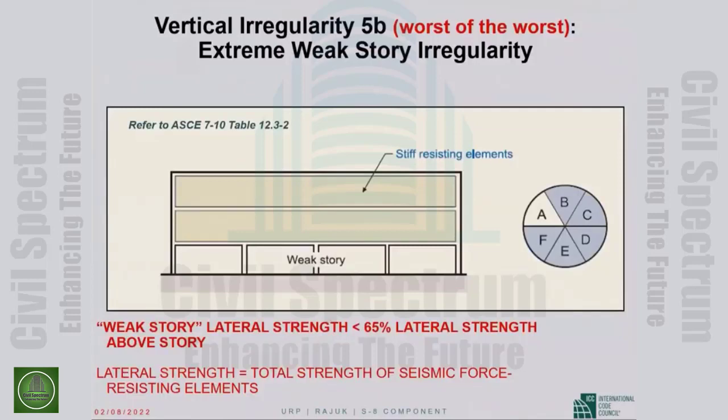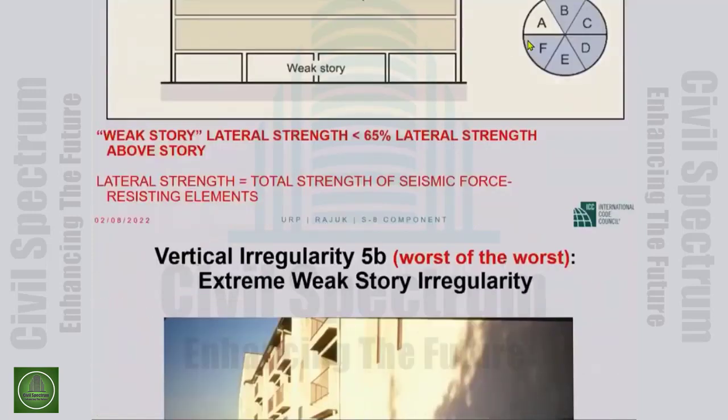Vertical type B, extreme weak story. Now the weak story lateral strength is less than 65% of the lateral strength of the story above. Lateral strength above story. Okay. This is, as I said, the worst of the worst.